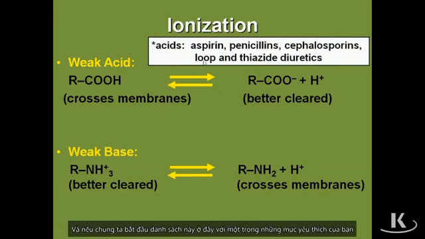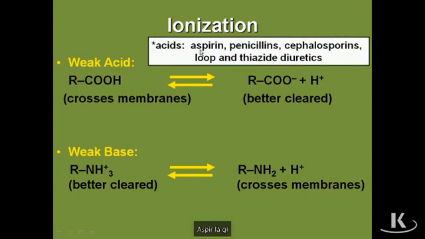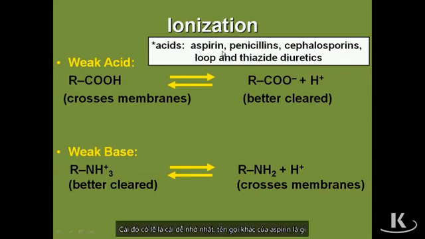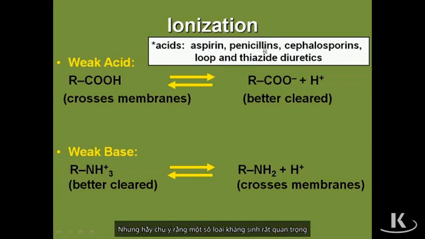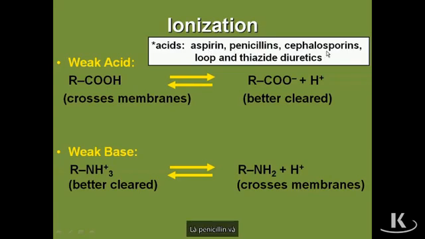If we start this list off with one of your favorites, aspirin, that one is probably the easiest one to remember, right? What's the other name for aspirin? That would be acetylsalicylic acid. Pretty easy to remember that aspirin is a weak acid drug. But notice that some very important antibiotics, penicillins and cephalosporins, are also weak acids. Some very important diuretics like loops and thiazides are also weak acids.